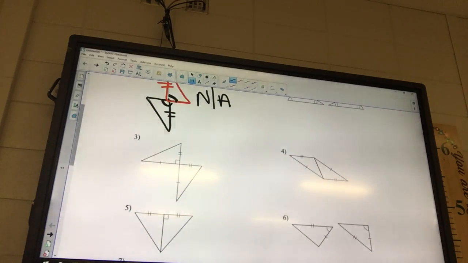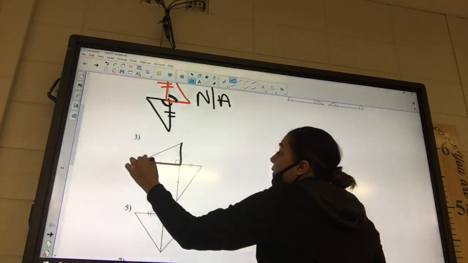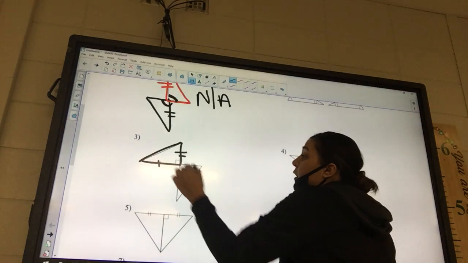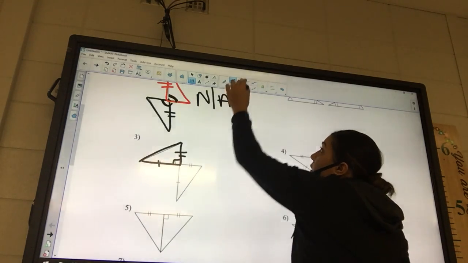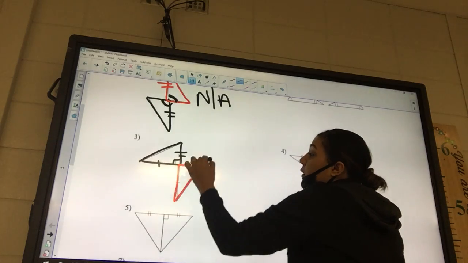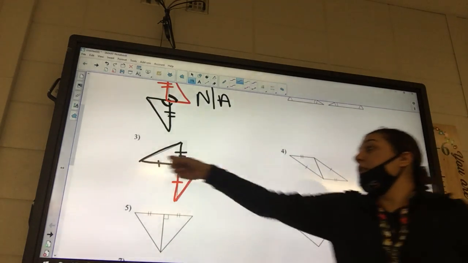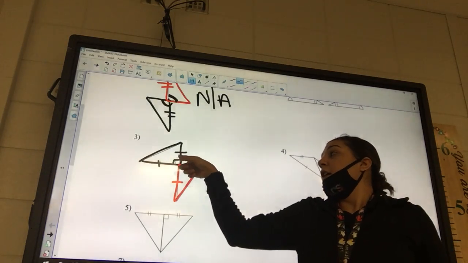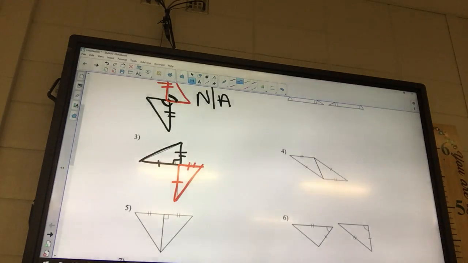Okay, let's look at 3. We have this triangle, and it has a 2 and a 1 marked on it, and the angle is marked in between them. This triangle, we have a triangle, and this one is marked, and this one is marked. So we know that this side is equal to this side, and we know that these sides are equal to each other. If this one is a right angle, do you think that that one is a right angle?